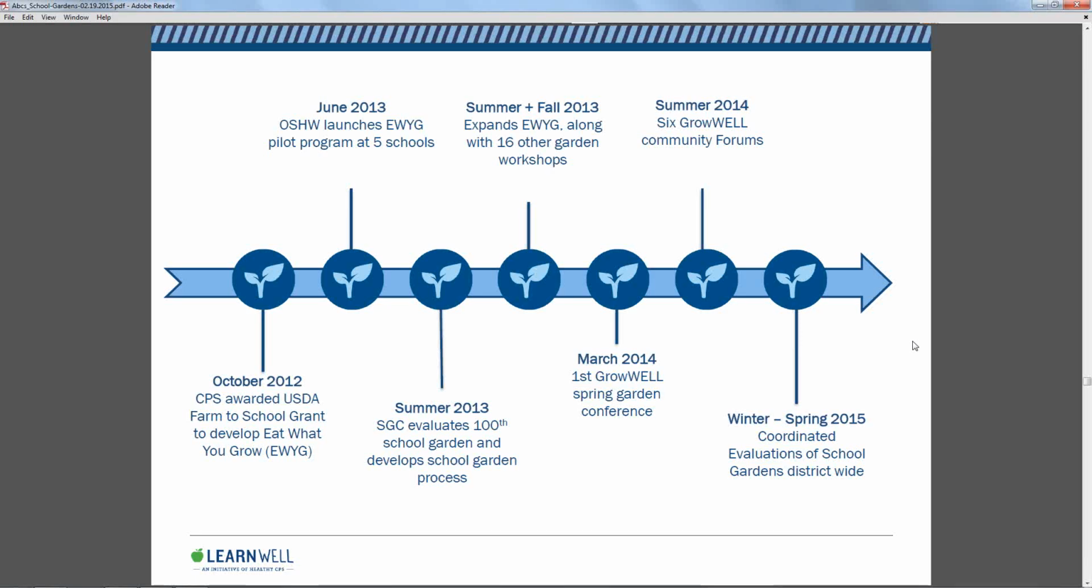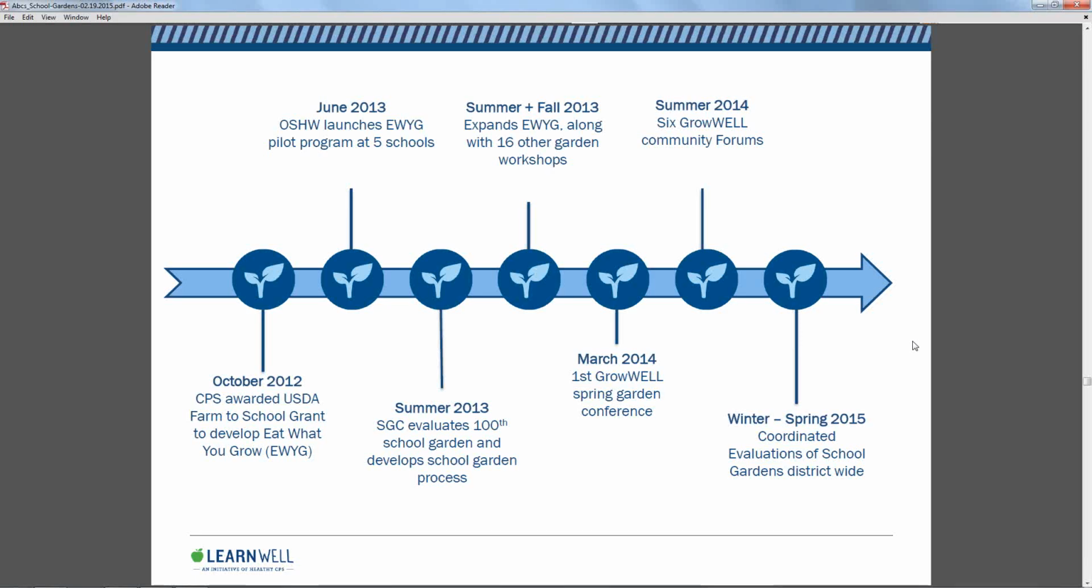And in that summer and fall, we also expanded Eat What You Grow trainings, and we held 16 other workshops for school gardeners around the district in order to support them. We collected feedback after each of those workshops to guide our further programming. And in March of 2014, we launched our first school garden conference. We found that holding professional development opportunities scattered throughout the year at various locations made it difficult for both presenters and for teachers who have incredibly busy schedules and are dedicated to their students. So we've tried to focus our trainings around district-wide professional development days.